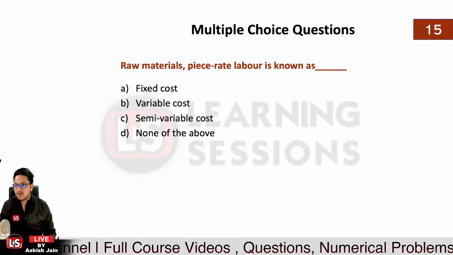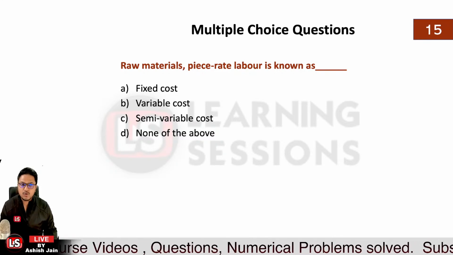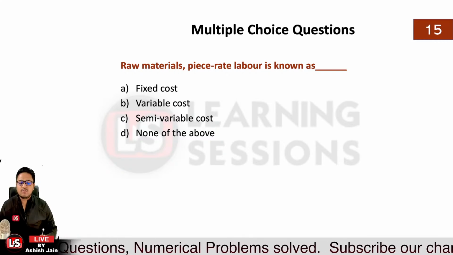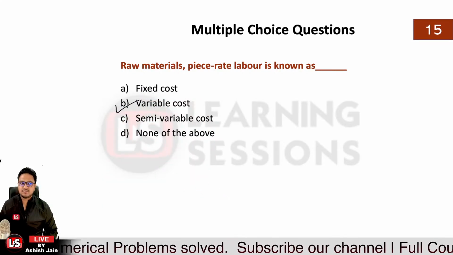The more goods they manufacture, the more the amount you are to pay. So it will be the variable cost over here. So option B would be the right answer.